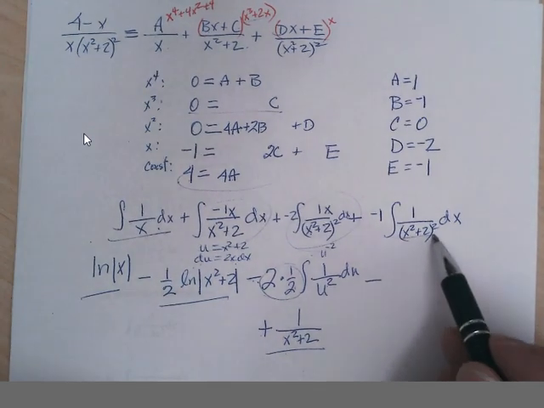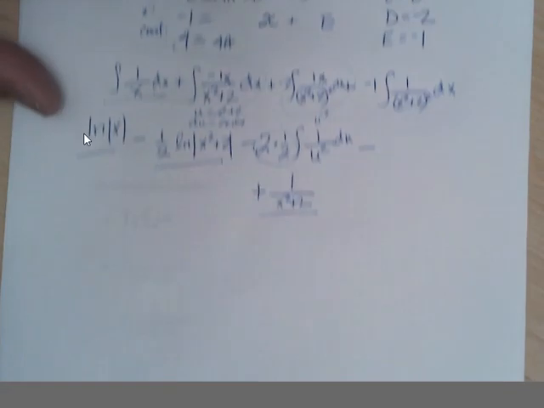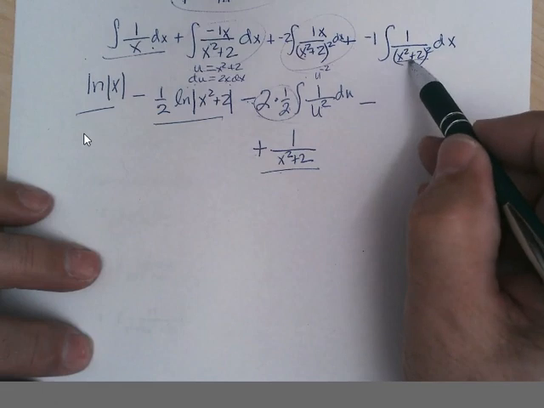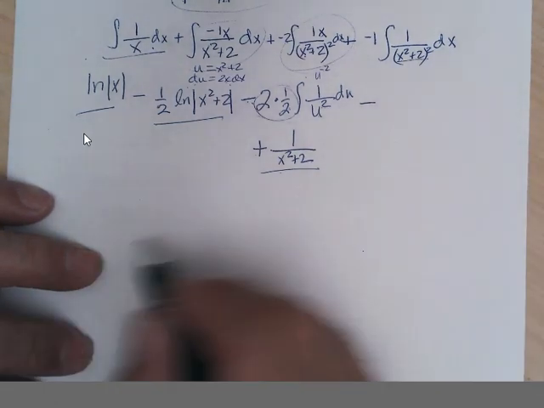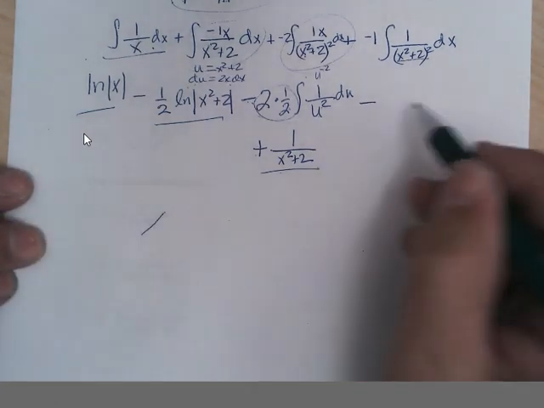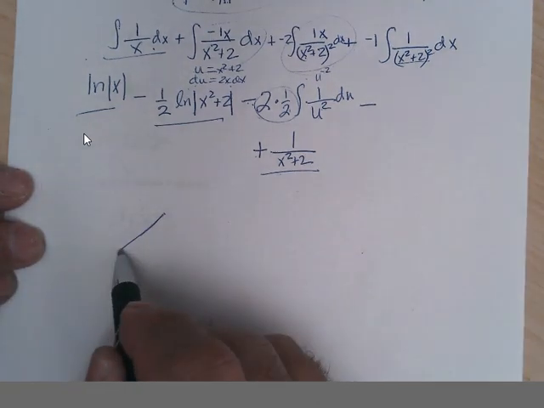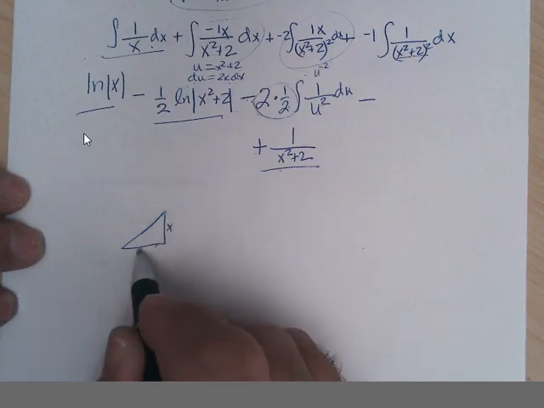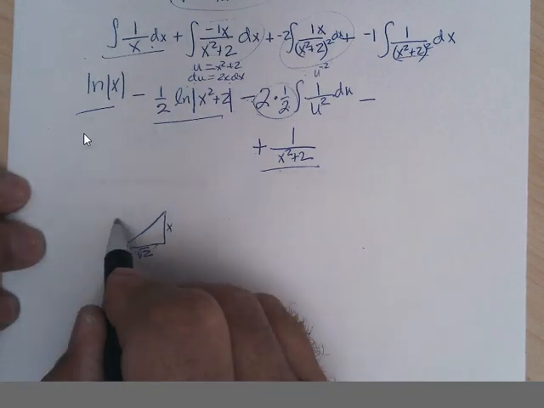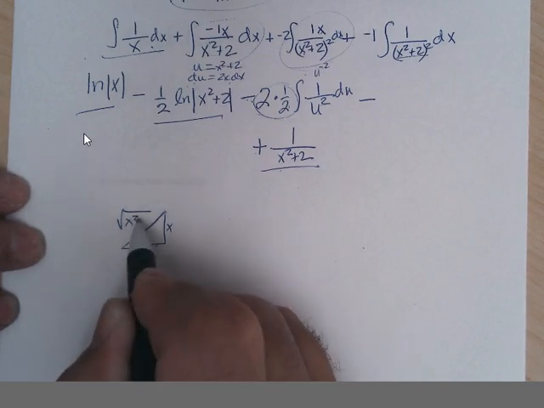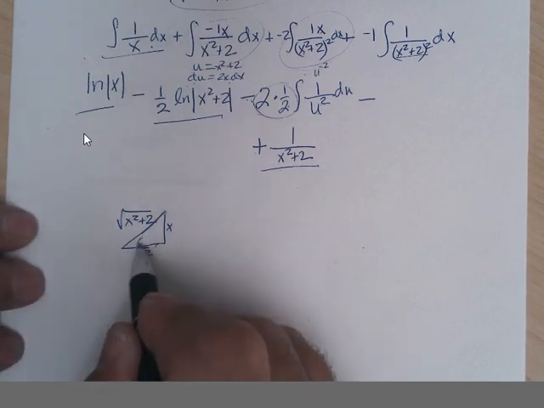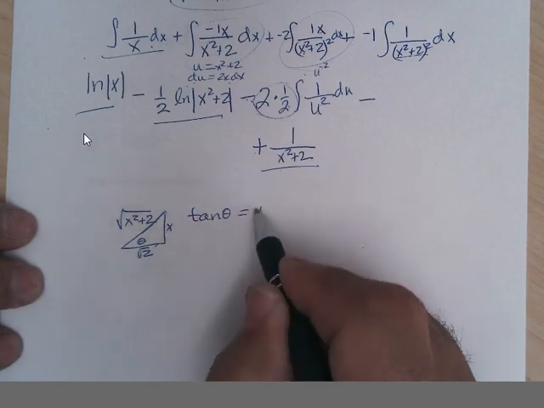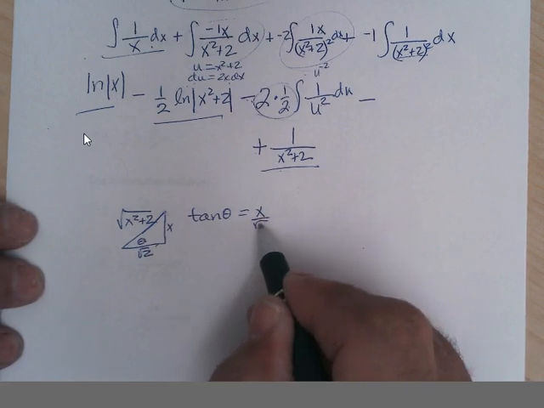And this one is a trig sub. So I'm going to go down here and do that one separately. So I got an x squared plus 2. So to do that, I'm going to put, its addition, so I'm going to put an x here and a square root of 2 there. And this will be the square root of x squared plus 2. And that's a tangent of theta equaling x over square root of 2.